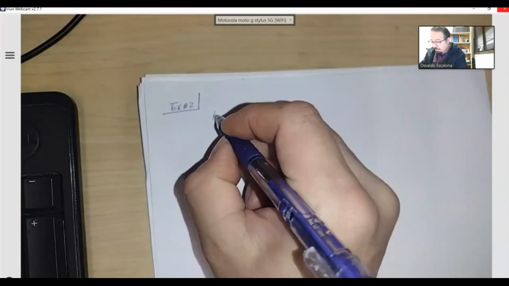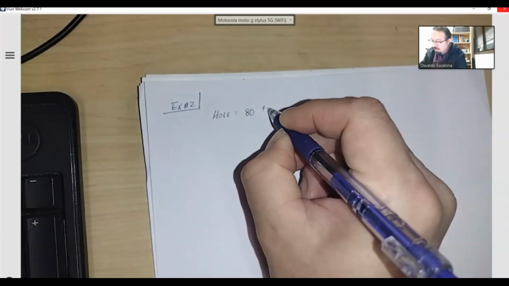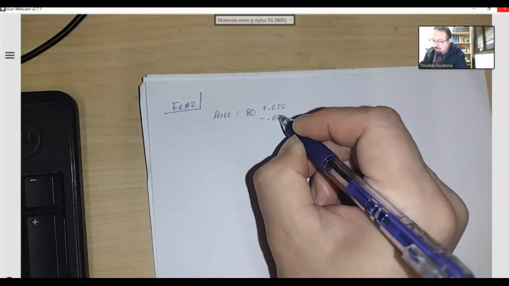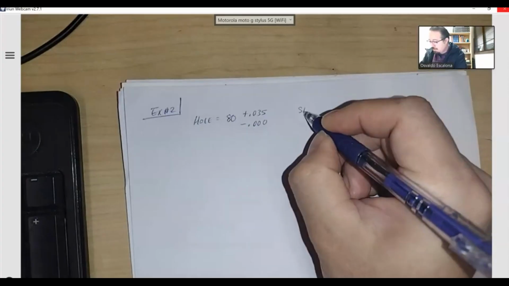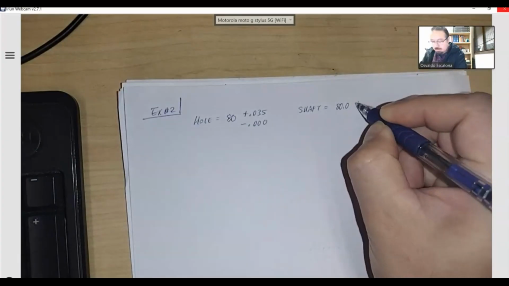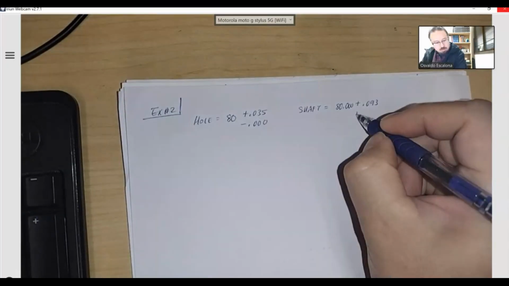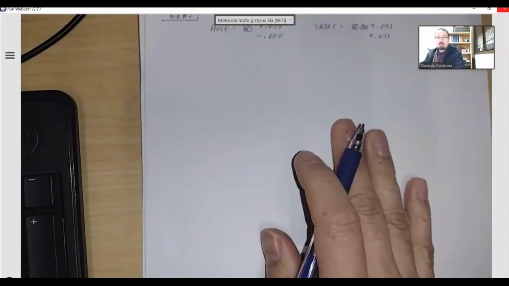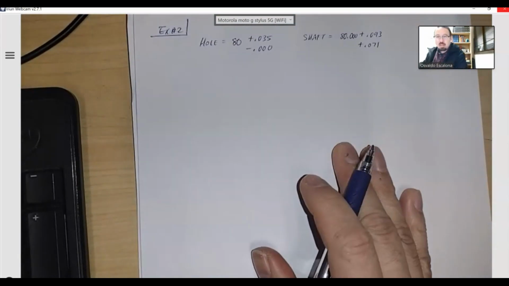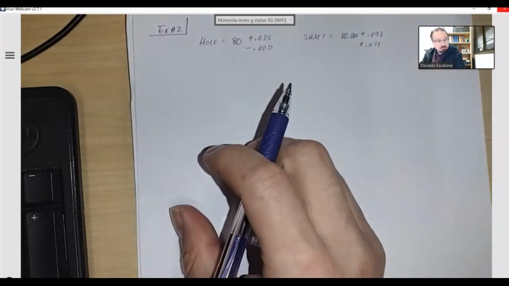I have a hole, and my hole is 80 plus 0.035, and minus 0.000, and I have a shaft which is 80.0 plus 0.093 and plus 0.071. Okay, that is my thing. And again, I have to write the shaft and I have to write the hole, right?